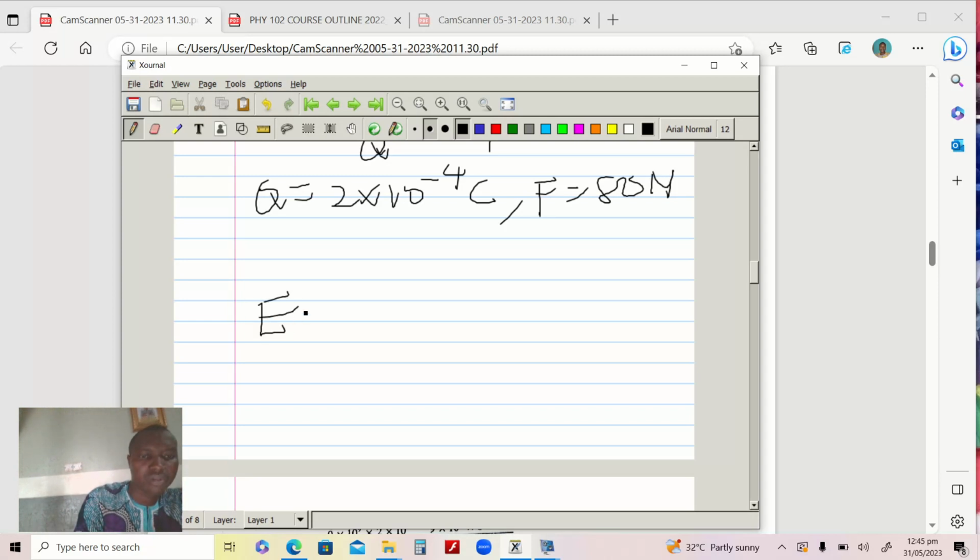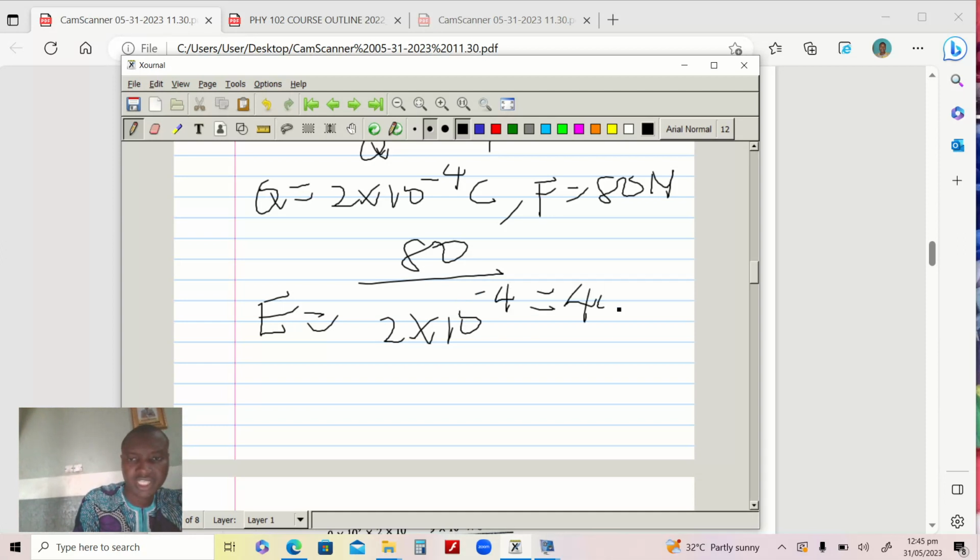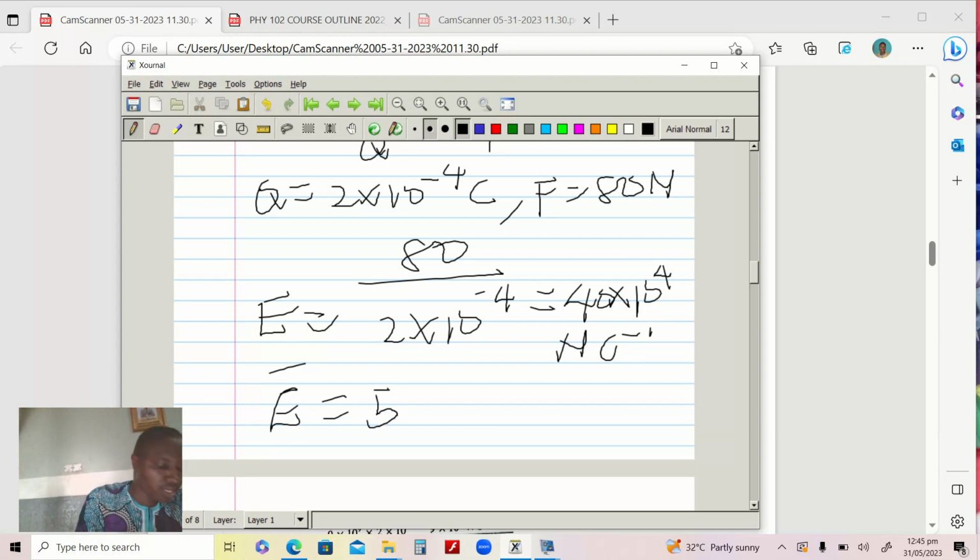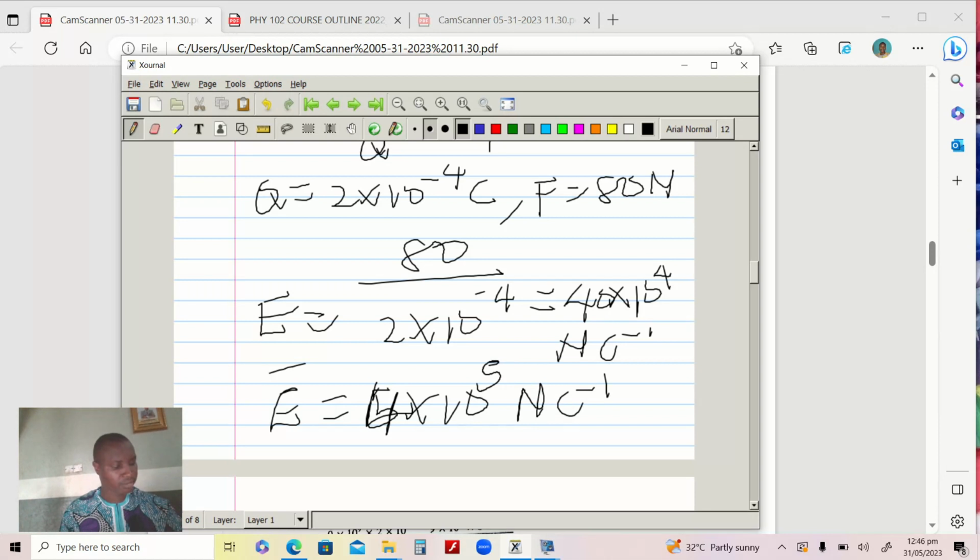So our E now is going to be equal to force, 80, divided by 2 times 10 to the power minus 4, which is equal to 40 times 10 to the power 4 Newton per coulomb. That's the unit, Newton per coulomb. Or we can say that E is equal to 4 times 10 to the power 5 Newton per coulomb, if instead of 40 we take 10 from it. So that's what we have on that.